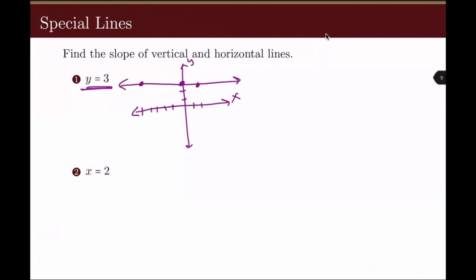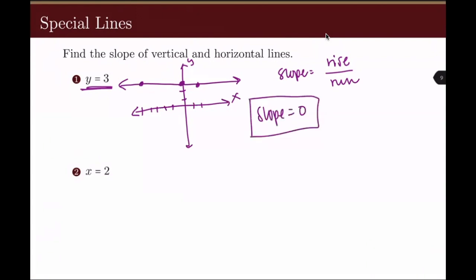Now remember, you can also think of the slope as rise over run, if you prefer. And if we're looking here, the slope has 0 rise, and all it's doing is running, essentially, right? It's a horizontal line. The slope of a horizontal line is 0. So the slope equals 0 for all horizontal lines.